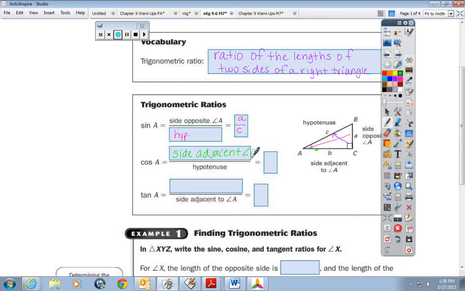The side adjacent to angle A, which is B, over the hypotenuse, which is what letter? C. Lowercase c. And then the last one we have is the tangent. The tangent of angle A is going to be the side opposite, which again is A, over the side adjacent, which is B. So you see they're all different.